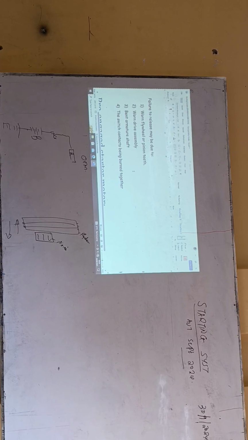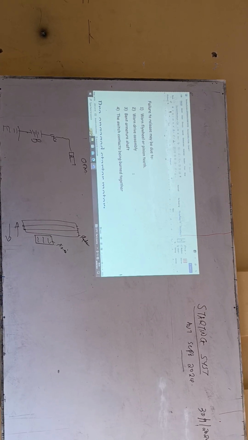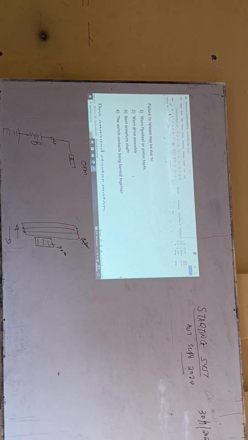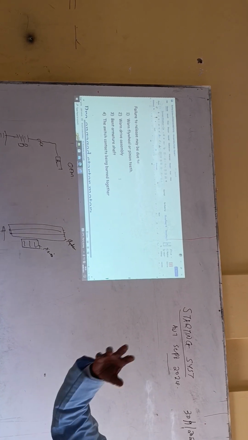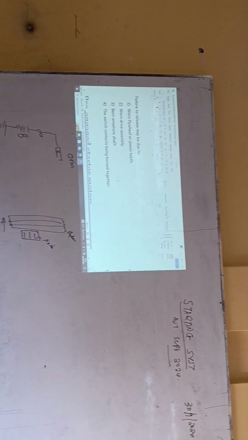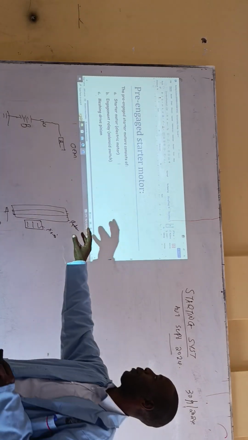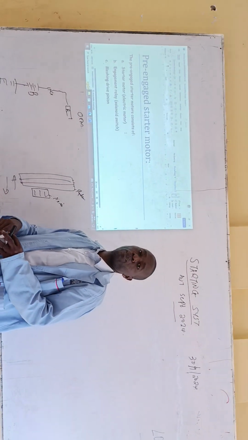So failure to release may be due to the following causes. One is the worn flywheel or ring teeth. We're going to talk about this one in the workshop. When we go to the workshop, we'll talk about the trouble diagnosis, the symptoms, causes, and remedies of some of these problems of the starter motor. So I'll be able to jump that and go directly to the Bendix gear. And this is where we're going to stop.